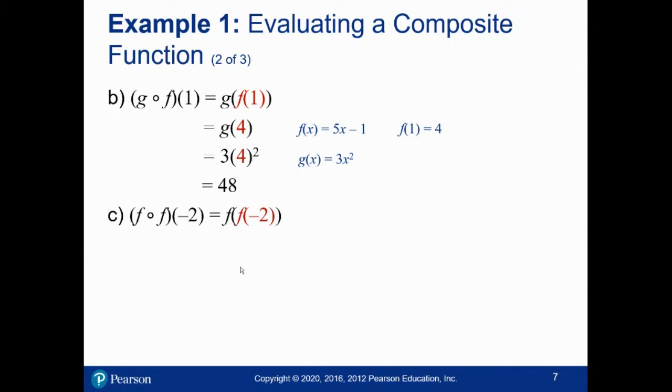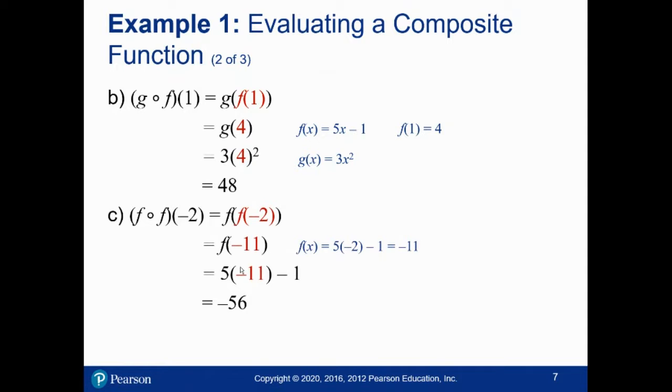For part C, we're doing f of f of negative 2. So we take negative 2 and we plug it into f, which gives us negative 11. And then I take that negative 11 and I plug it into f, and I get negative 56. There's no reason you can't do the same function composed with itself.